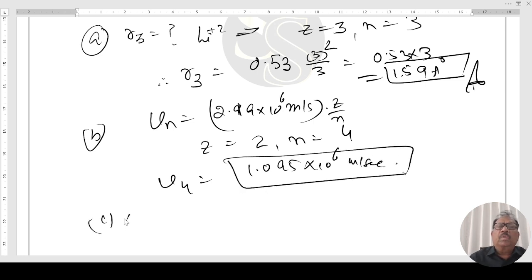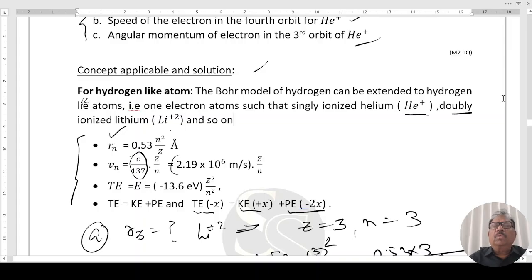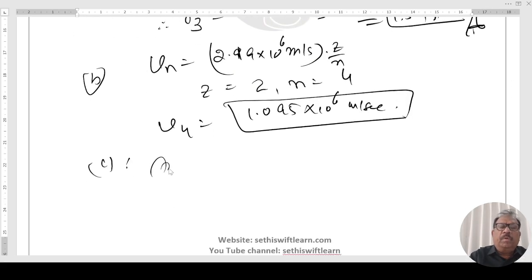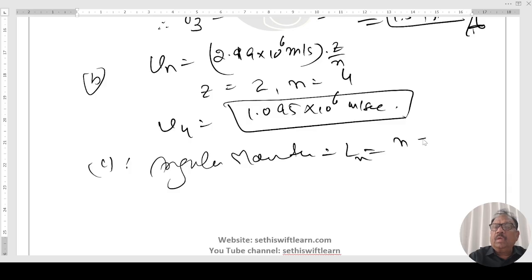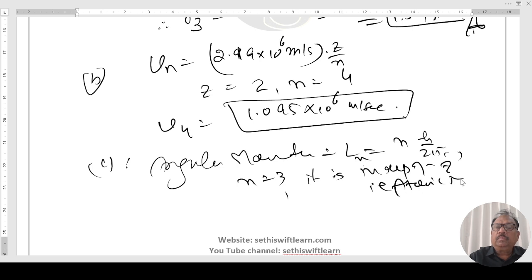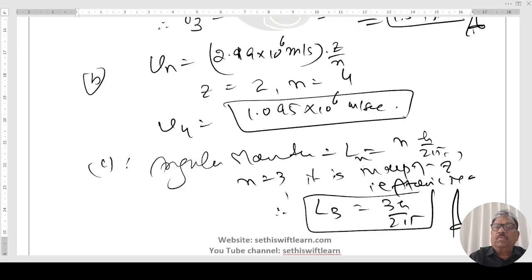C part. C part is angular momentum of electron in the third orbit. We know angular momentum is quantized and n h upon 2 pi. So n equal to 3. It is independent of z, that is atomic number. Therefore, it is equal to 3h upon 2 pi. This is the answer of all the part. Right? Next question.